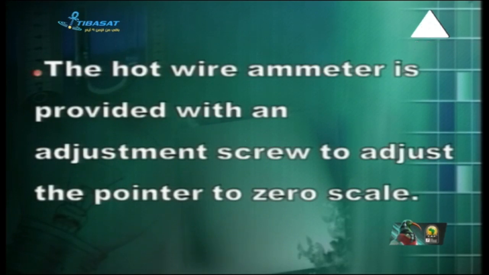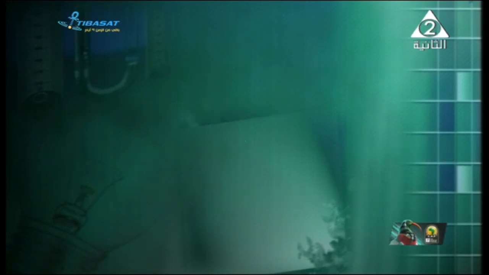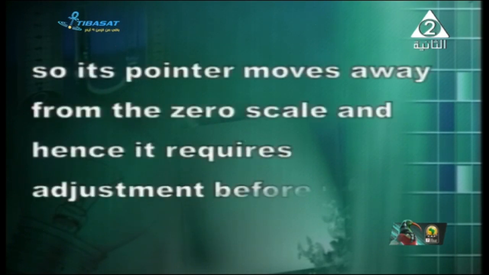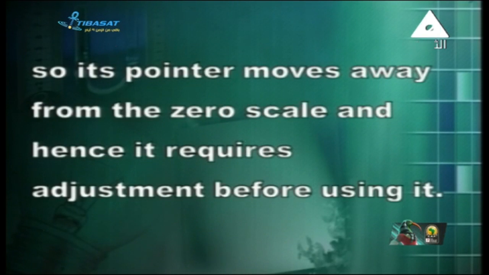Another give reason: the hot wire emitter is provided with an adjustment screw to adjust the pointer to the 0 scale. Why? The resistance wire is affected by changes of the temperature of the surroundings. It is affected by changes of the atmospheric temperature, so its pointer moves away from the 0 scale, and hence it requires adjustment before using it.